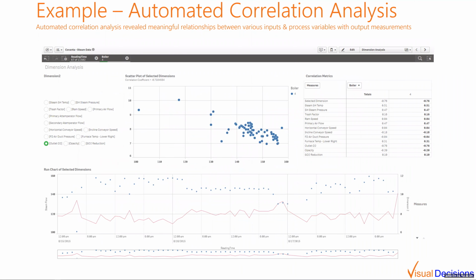And to perform that analysis, we looked at automating the correlation analysis between different variables on the input side and the process side to those output variables that we were looking at.